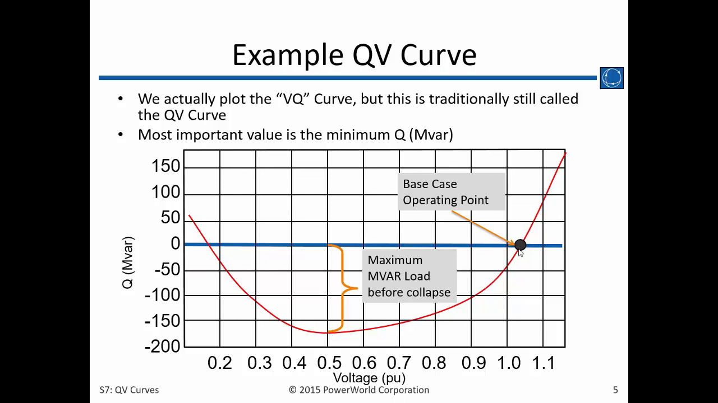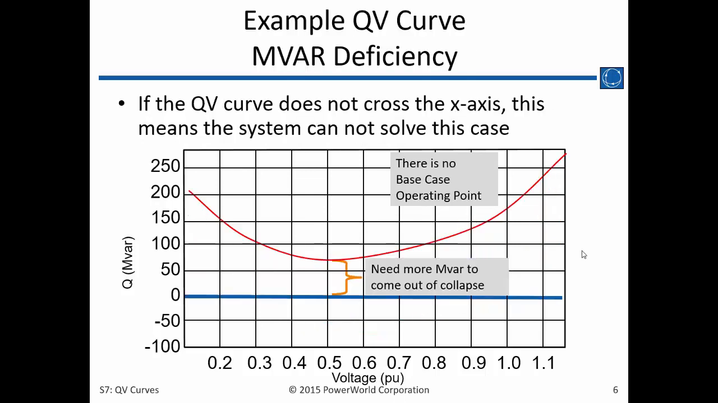Over here we have our base case operating point where it's crossing the x-axis and what the voltage was at that point. So this is our base case voltage right here, somewhere between 1 and 1.1, probably around 1.03 or 1.04. So this is what our curve looks like, and this is the value we're interested in right here, which is how much VAR load could we add before we experience a collapse of voltage.